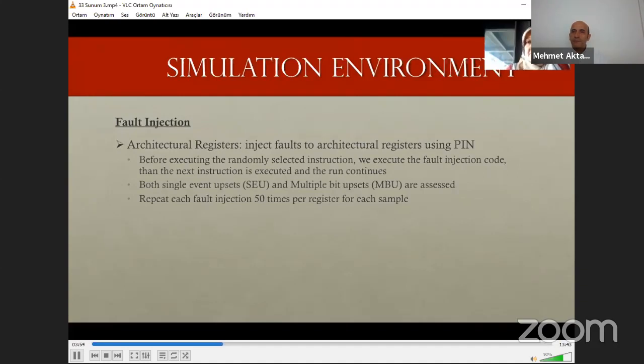Before executing that randomly selected instruction, we first execute the fault injection code in PIN, then we continue with the instruction and the rest of the application. And we look at the result of the application: if it is correct, meaning the fault was benign; if the application crashes before it ends; or if the result is incorrect, meaning that the fault caused silent data corruption. We can simulate both single event upsets and multiple event upsets with this method. And we repeat each fault injection 50 times per register for each result set.